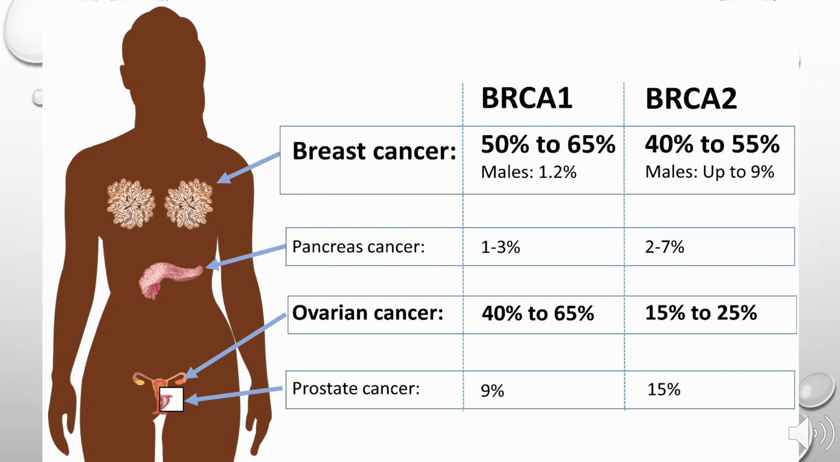Patients that have mutations in the BRCA1 gene are more likely to get ovarian cancer than patients that have mutations in the BRCA2 gene. So you can see it's quite significant, with BRCA1 patients being 50 to 65% more susceptible to getting ovarian cancer versus patients with mutation in the BRCA2 gene being at about 40 to 55% to get the disease.